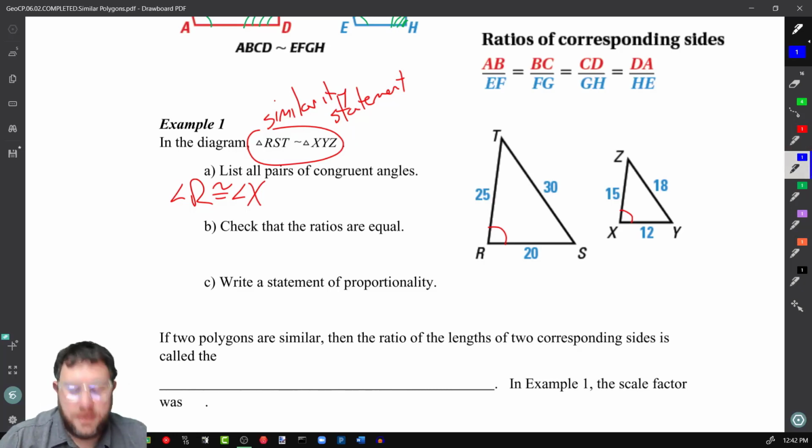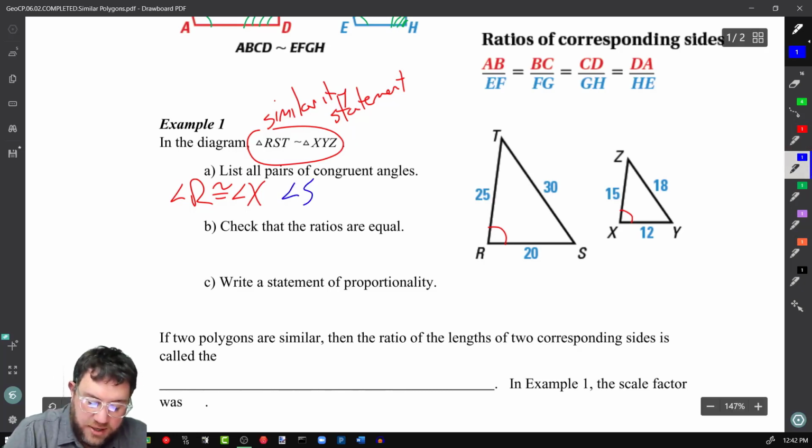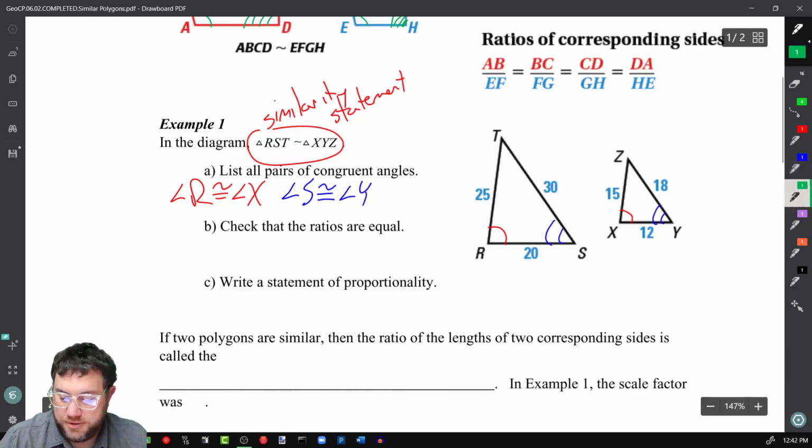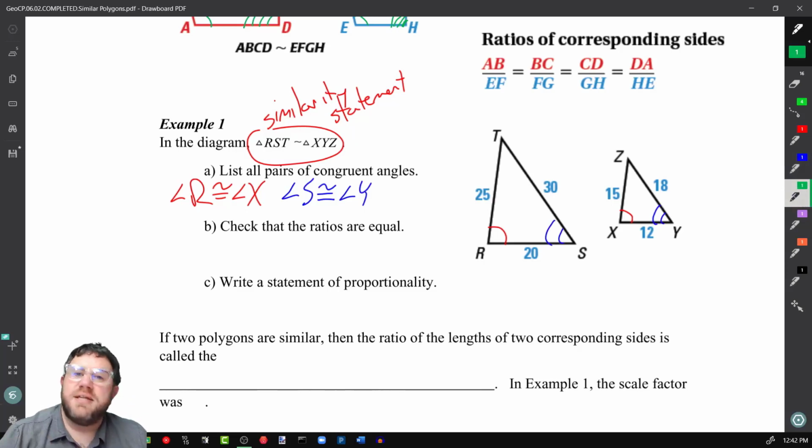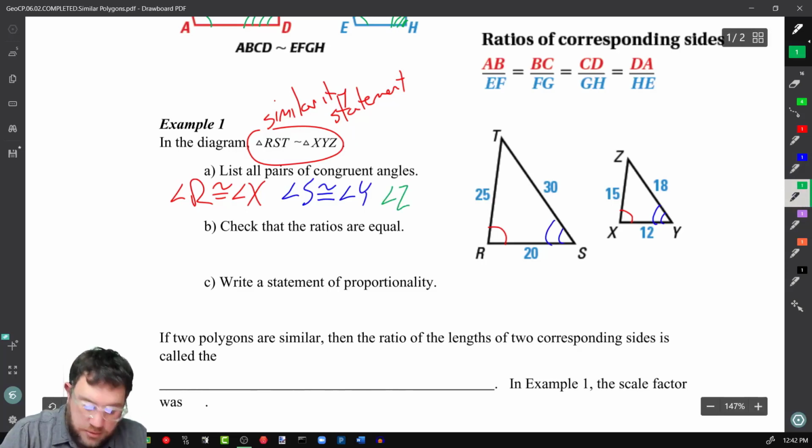S and Y are listed in the middle. So we know that angle S and angle Y are congruent. So we can mark those in our picture. And then T and Z are listed last. So we know that they are congruent. So we can, of course, mark those congruent.